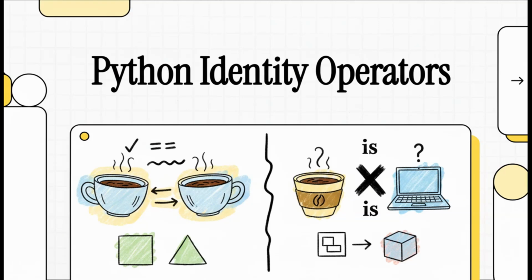All right, let's talk about something in Python that's super subtle but can cause huge problems in data science. We're talking about identity operators. And trust me, understanding this is the difference between good, clean data and a total mess. So let's jump right in.